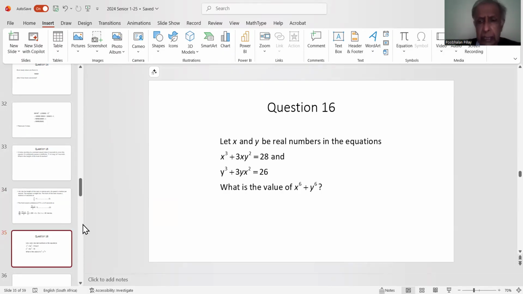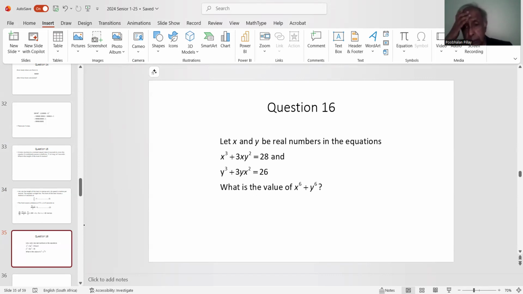Question 16 says, let x and y be real numbers in the equations. You've got two equations here, very odd equations. X cubed plus 3xy squared is 28, and so on. You've got two equations and two unknowns, but they're very unfamiliar equations. You've never seen any equations involving cubes and squares and products like that. We've seen linear equations and a quadratic equation, but never two cubic equations. And the question is not asking for what x and y are. They're asking for what is x to the sixth plus y to the sixth.